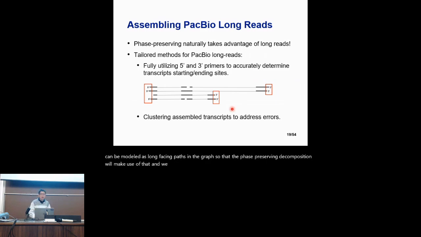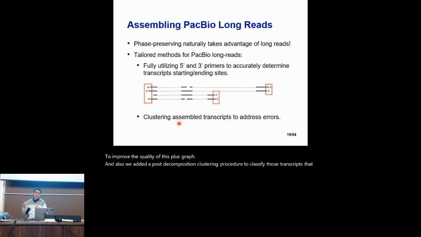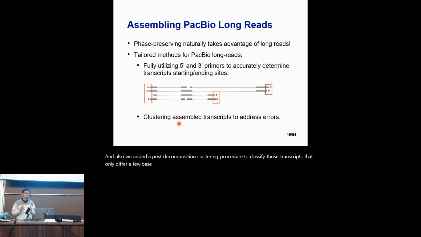so that the phase-preserving decomposition will make use of that. And we designed two tailored methods for PacBio reads. PacBio reads label each read with whether it contains a 5' or 3' end. This is very useful information that can be used to accurately identify the transcript's starting and ending sites, and we use that to improve the quality of the splice graph. And also we added a post-decomposition clustering procedure to merge those transcripts that only differ by a few base pairs into one transcript. This is to address the higher error rates in the PacBio reads.